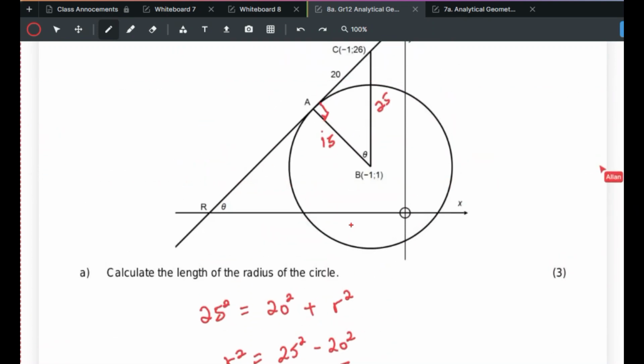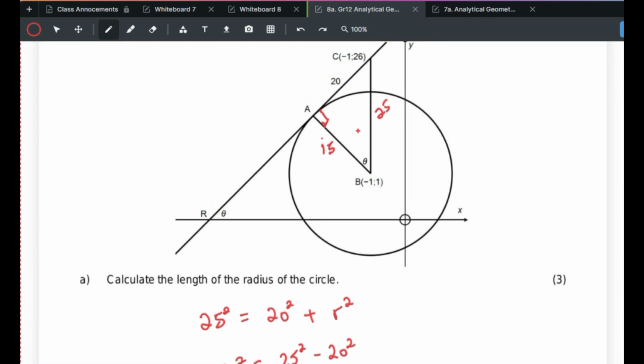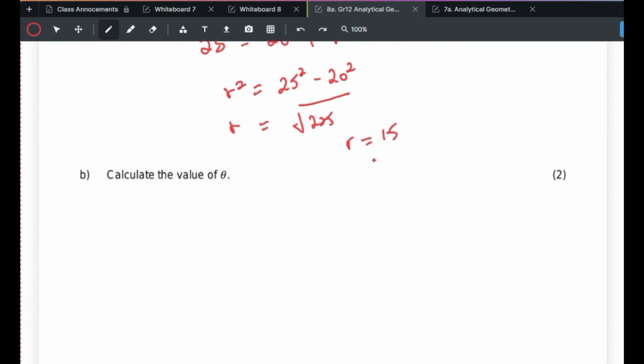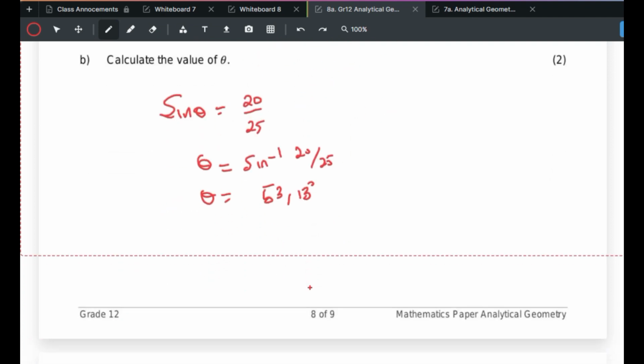In this one here, theta is facing that there, so if I want to use sine, this here will be 20 over 25 equals sine theta. So sine theta equals 20 over 25. Therefore theta equals shift sine 20 over 25. So what does that give you? 53.13. That's it.